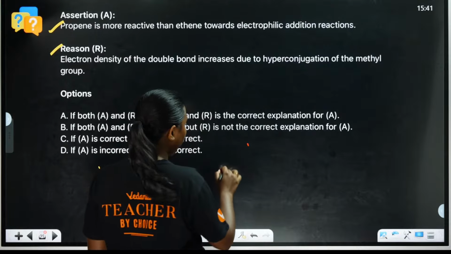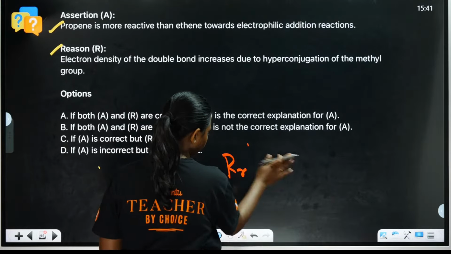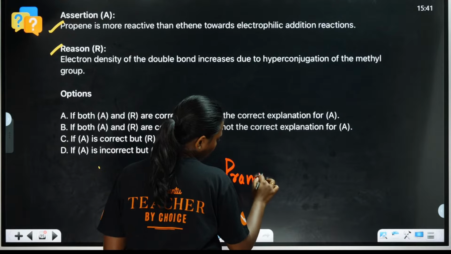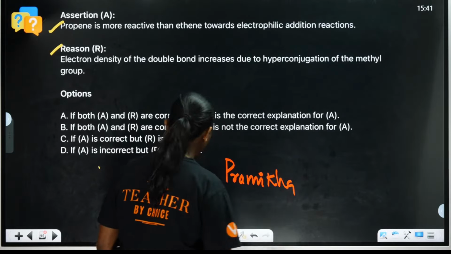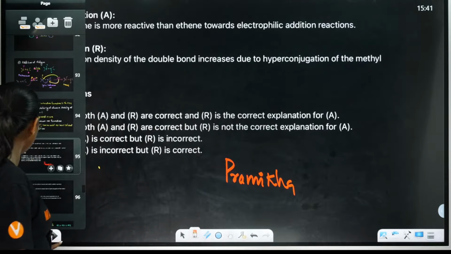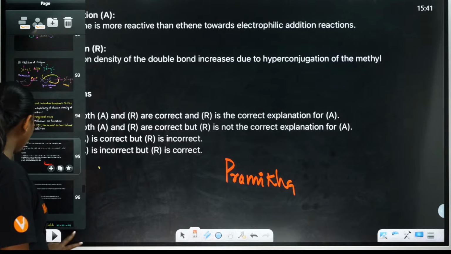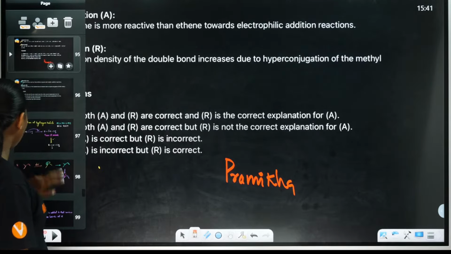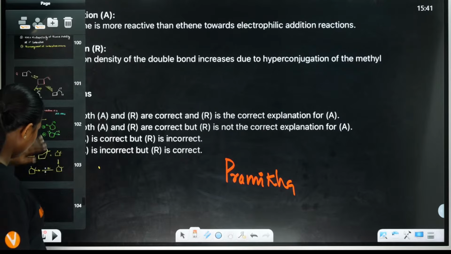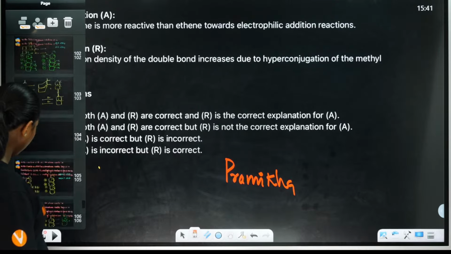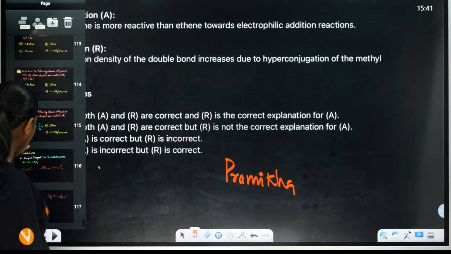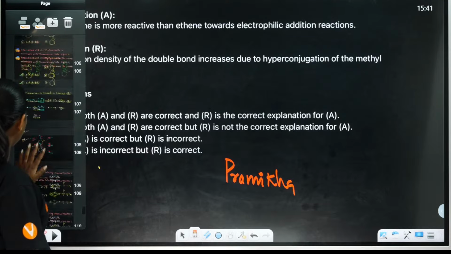And yes, Pramika, correct answer, Pramika. So this is correct only. Then we are moving to the next concept. Let me check. Some more questions are there, lots of questions are there.